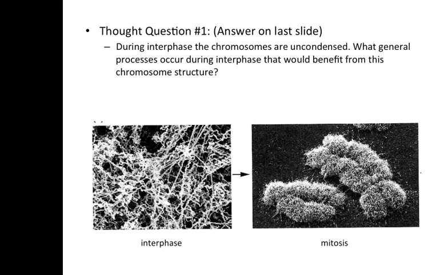Before we start discussing the steps of mitosis, let's take a moment to integrate information covered throughout this course by answering a thought question. As seen in the electron micrographs on this slide, during interphase, the chromosomes are uncondensed. What general processes occur during interphase that would benefit from this chromosome structure? Think about this question for a minute, then check the slide at the end of the microlecture for some answers.